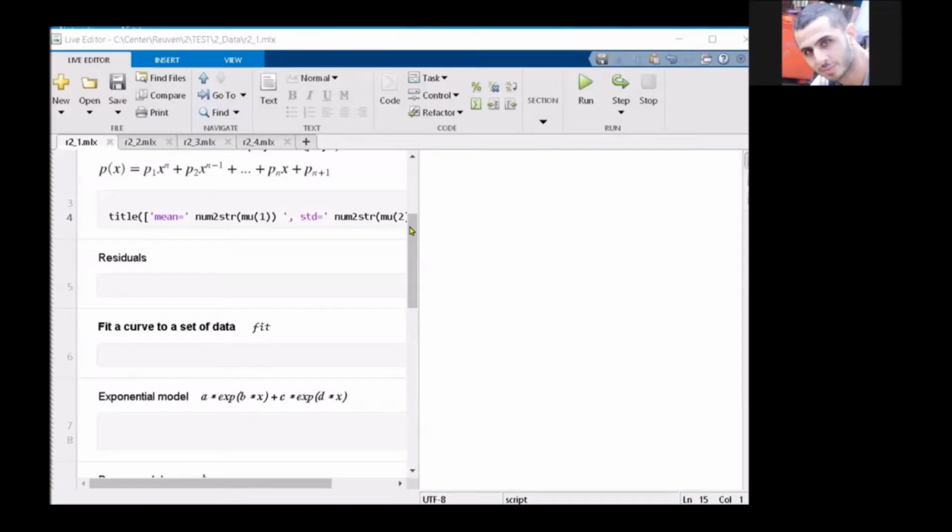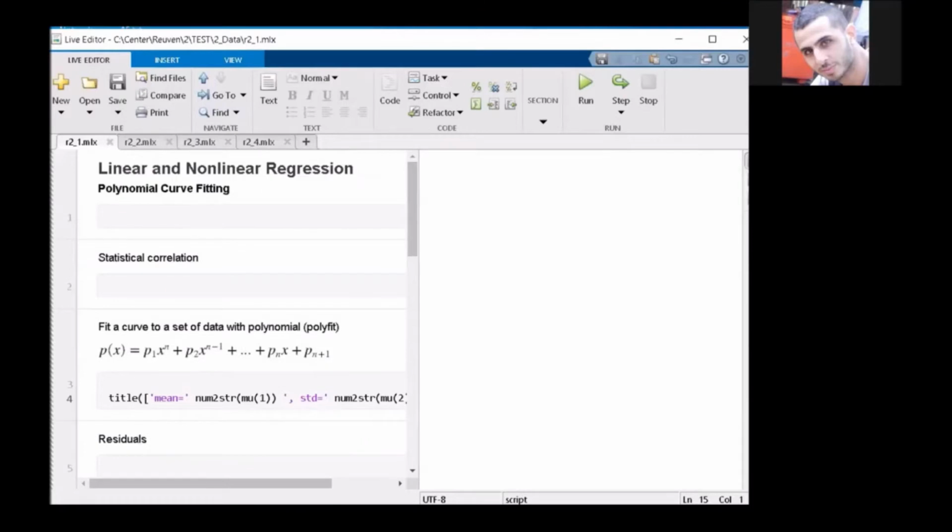Okay, I believe that everyone can see the screen, right? Yes, we can see the screen. Wonderful. Let's start.